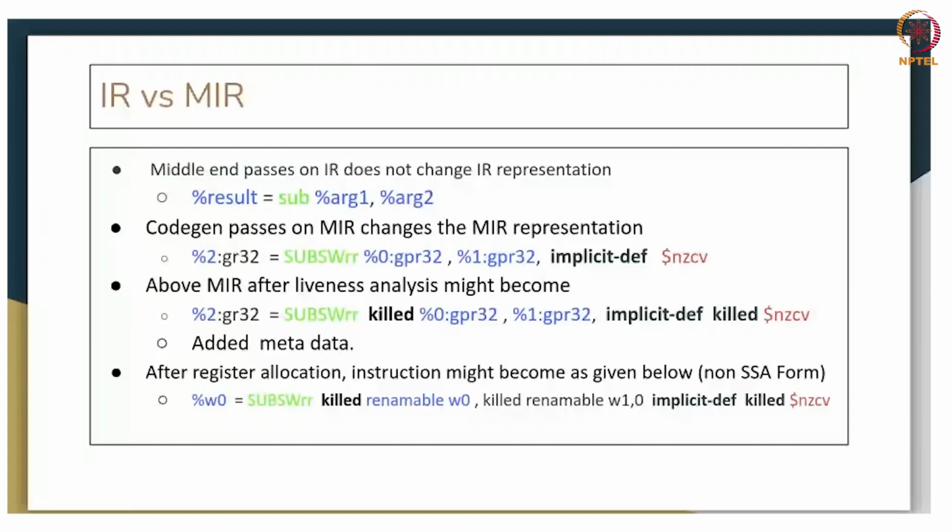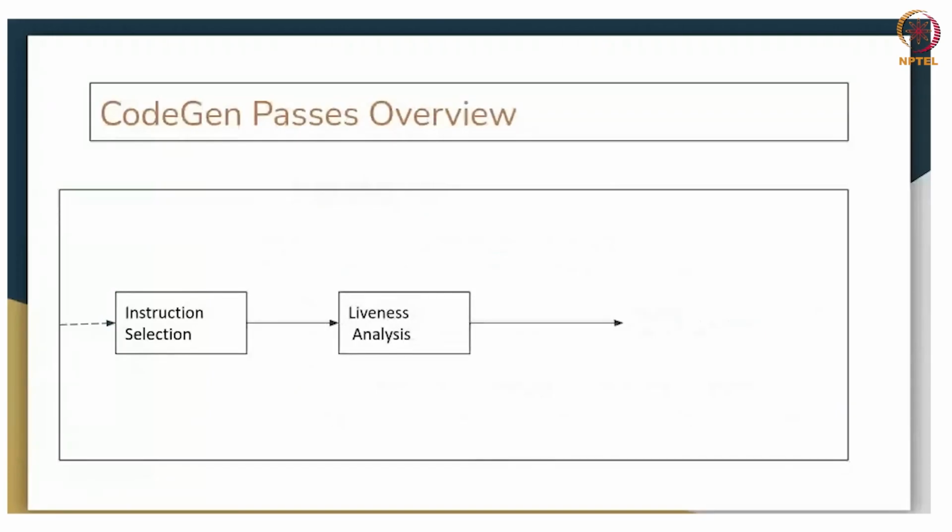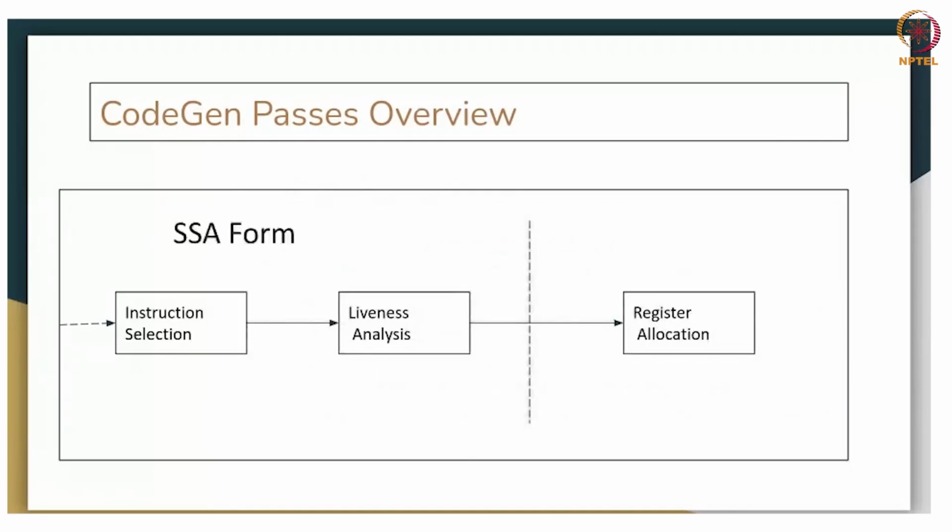Even adding metadata is possible with IR also, not just with MIR. So you have instruction selection, then liveness analysis, and register allocation. I put a bar here because the left half is in SSA form and this is not in SSA form. The input is the LLVM middle-end IR, or LLVM IR. After instruction selection, you do some liveness analysis, then register allocation. These are some important passes, but not limited to this.